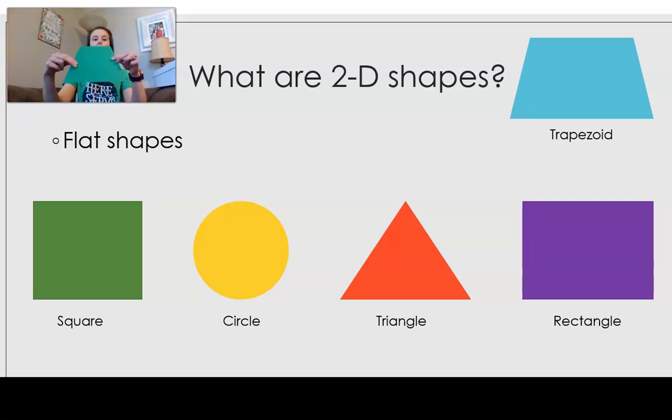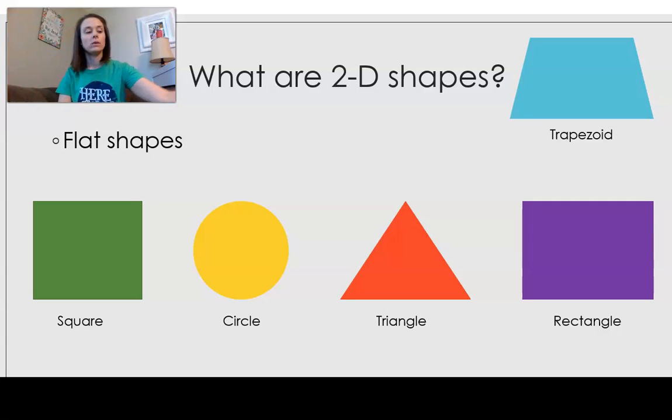Okay, next we have the trapezoid. So the trapezoid is made up of 2 parallel sides, or 2 sides that go the same direction and they never cross. Okay, so this is my trapezoid. There's different kinds of trapezoids, but this is the basic one you're going to see. Once again, it's 2D because there's no width to it, or there's no dimension to it. It's flat.